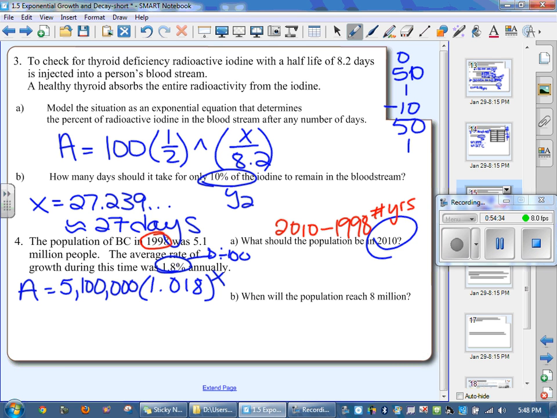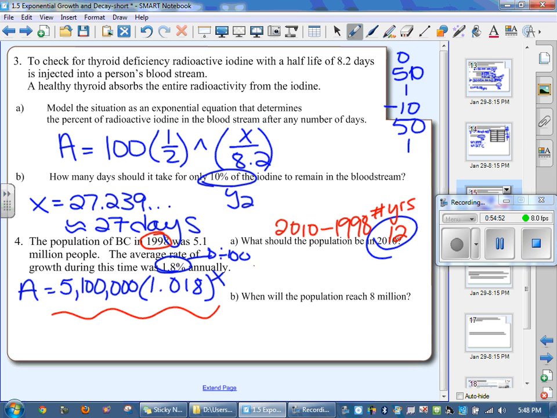So you're going to get 6,317,474.7 people. Now, can you have a 0.7 of a person? No. So typically with people, you never round up, you just cut that decimal off. It doesn't exist.